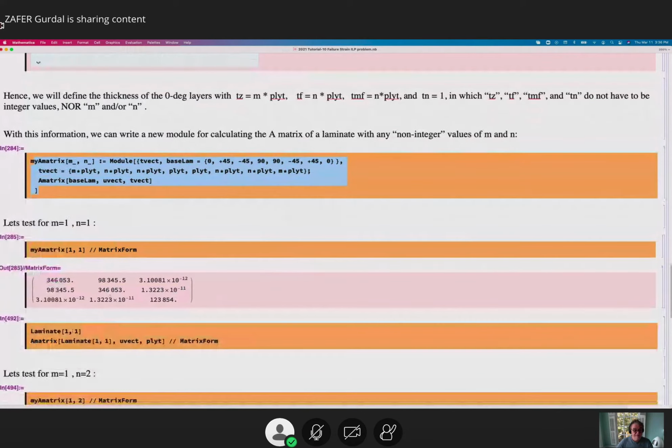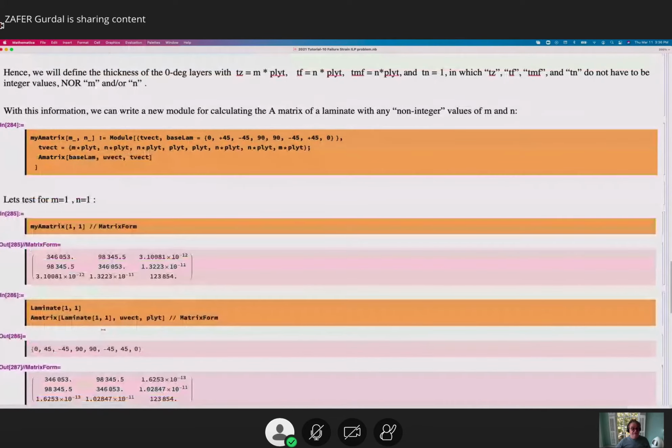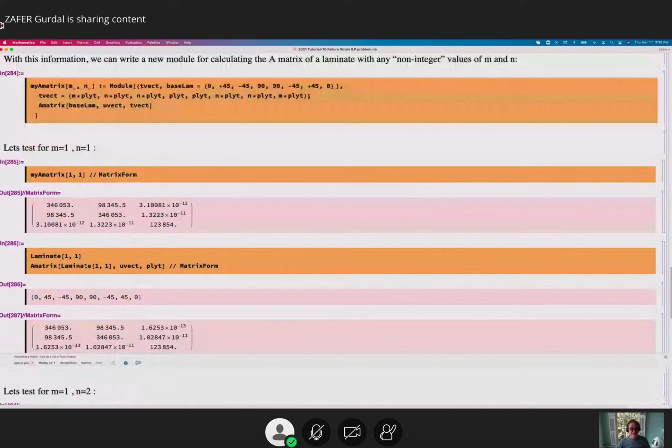But let's see how that compares if I call my A matrix with single ply thickness, since every ply still in its original form is T ply thickness. So laminate 1, 1, and I print it here so that I can show you what the laminate is, and I can use that laminate in here, with U vector and ply thickness. If it gives me the same matrix, then I'm good. And in fact, it does. Okay? So this one and this one give me the same A matrix.